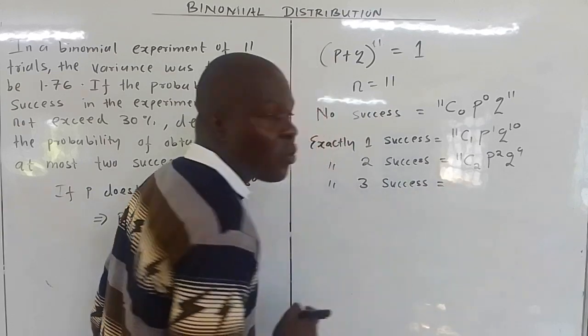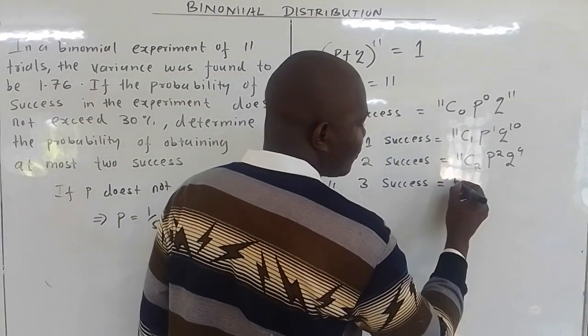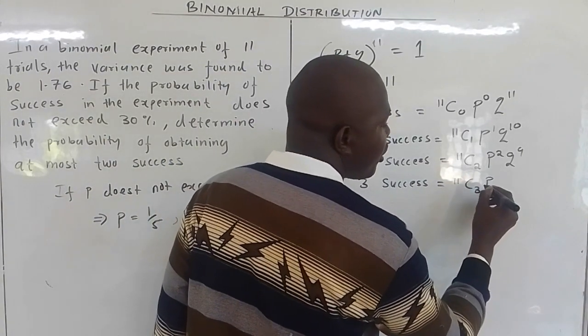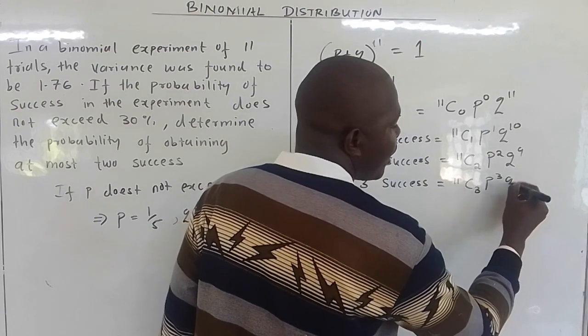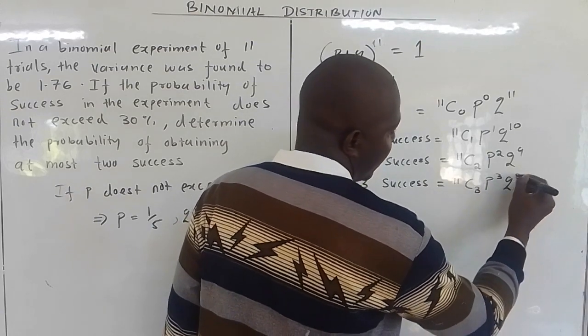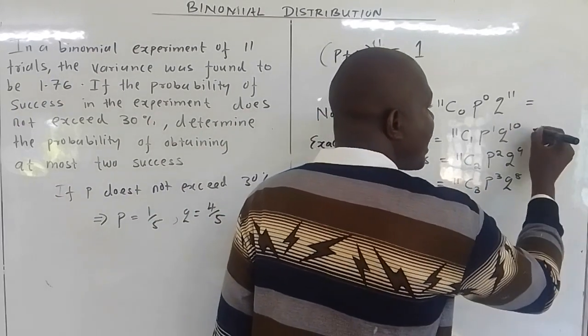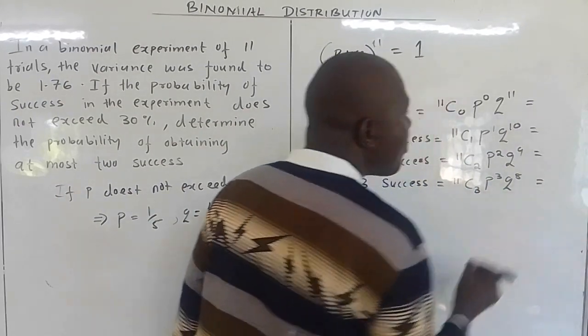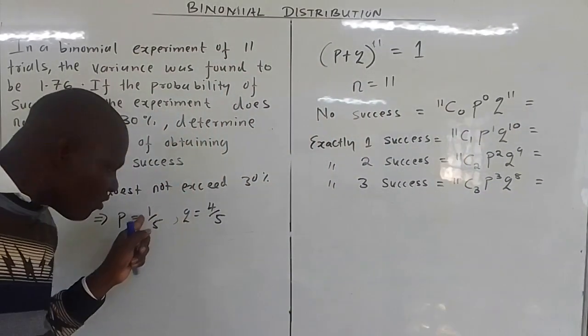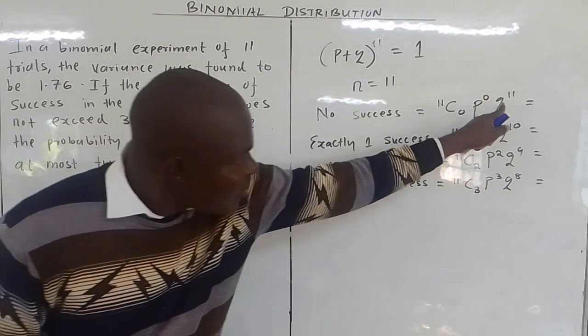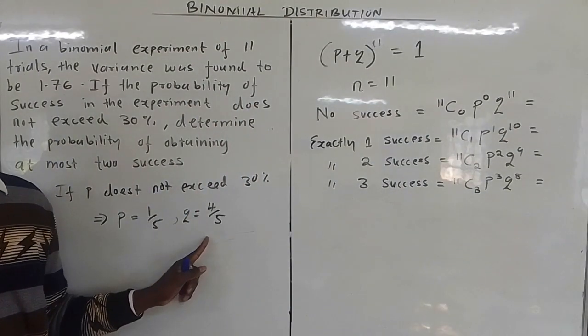Exactly 3 success is what? 11 combination 3, P raised to power 3, Q raised to power 8. Now can you substitute and give me these values? Remember where there is P, you are putting the value of P, 1 over 5. Where there is Q, you are putting the value of Q, 4 over 5.